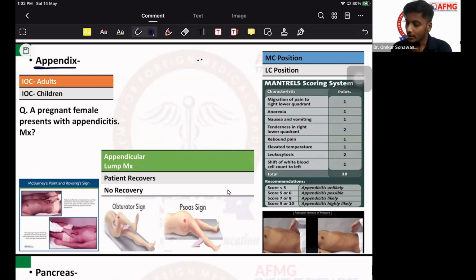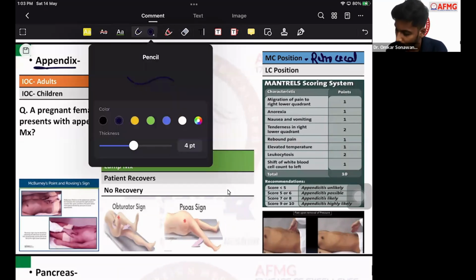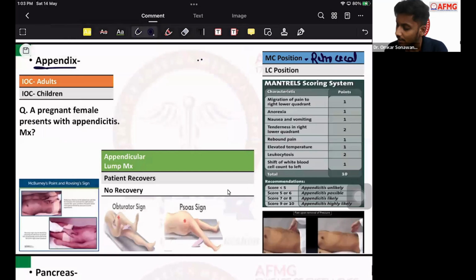Important it is. So please let me know, what is the most common position of the appendix? Very good. The most common position of the appendix is retrocecal, that is behind the cecum, followed by pelvic. The second most common is the pelvic position, whereas the least common one is post-ileal. Please remember, the least common one is post-ileal. Important. ठीक है, याद रखना.